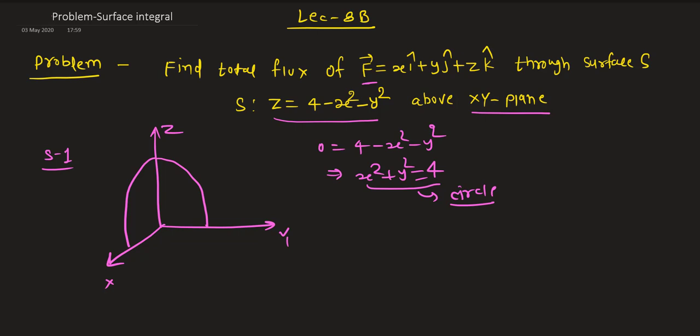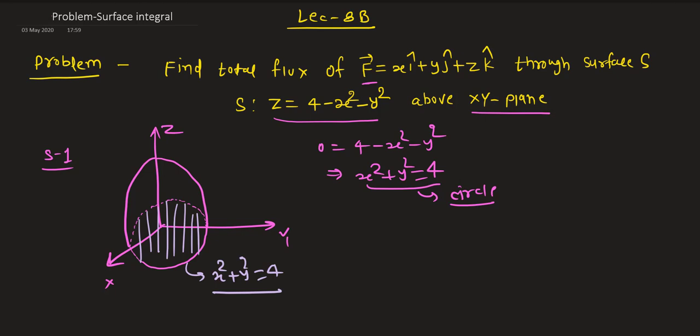So the surface boundary in the xy plane is simply a circle. This is the kind of surface we would get. This is step 1. And this region is our circle with x square plus y square is equal to 4. Okay, we have drawn the surface.